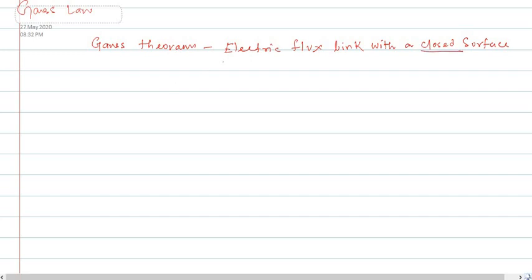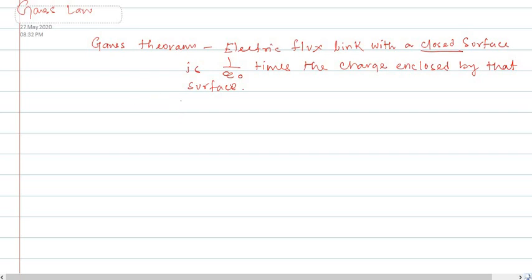Closed surface is 1 by epsilon times the charge enclosed by that surface. So we can say that for a closed surface, the amount of flux linked is equal to 1 by epsilon 0 times the charge enclosed by that surface.